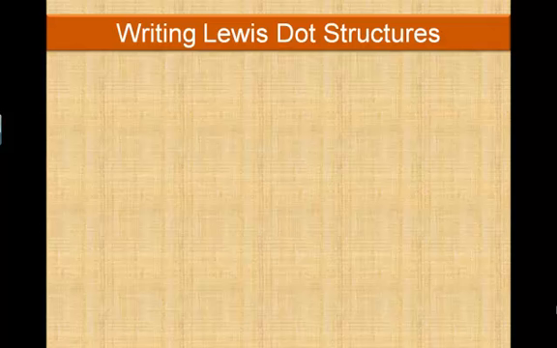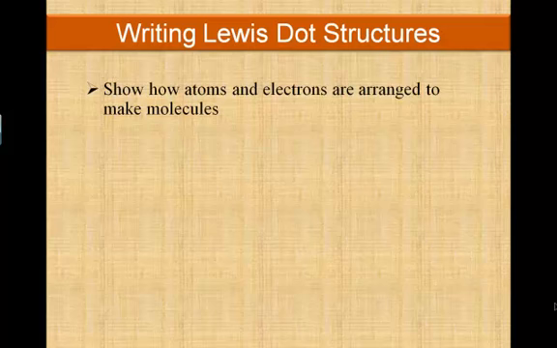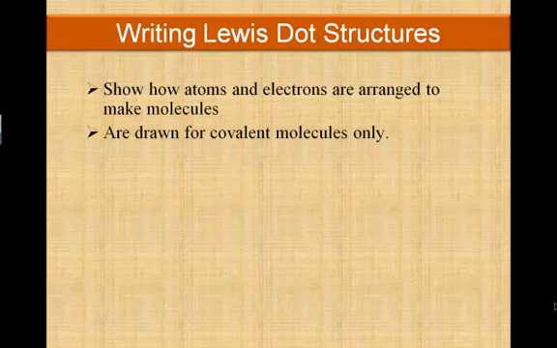We're going to begin with something that should be review for most of you, and this is on writing Lewis dot structures. The Lewis dot structure is a way of putting atoms and electrons together to make molecules. We draw them only for covalent molecules, because remember that there are two types of bonding, ionic and covalent. And ionic is simply the transfer of one or more electrons from one atom to another atom. A covalent bond, on the other hand, is the sharing of a pair of electrons between two atoms.